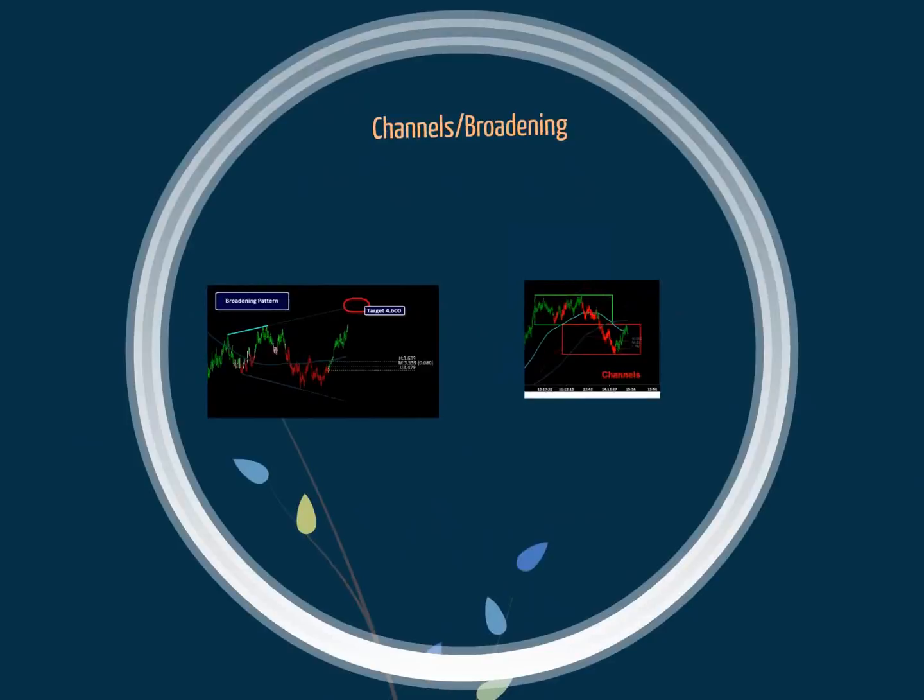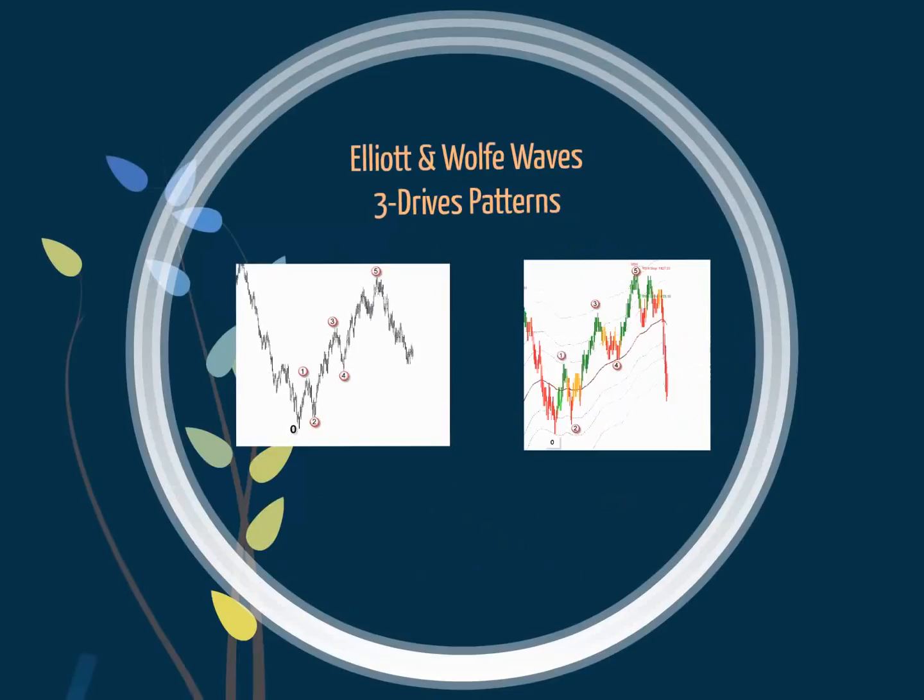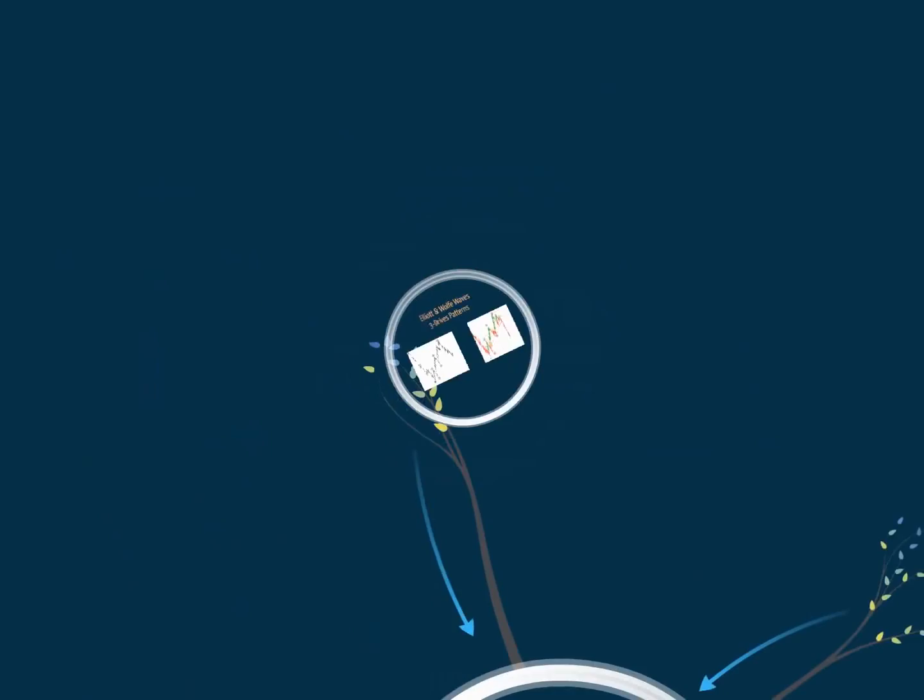And here are the channels. And the last one is probably Elliott waves. I do not have any kind of Elliott wave automatic detection, but I do have some kind of 3 drives and wolf waves pattern detection. So that's what these ABCs are based on. That's just the basic premise of it.